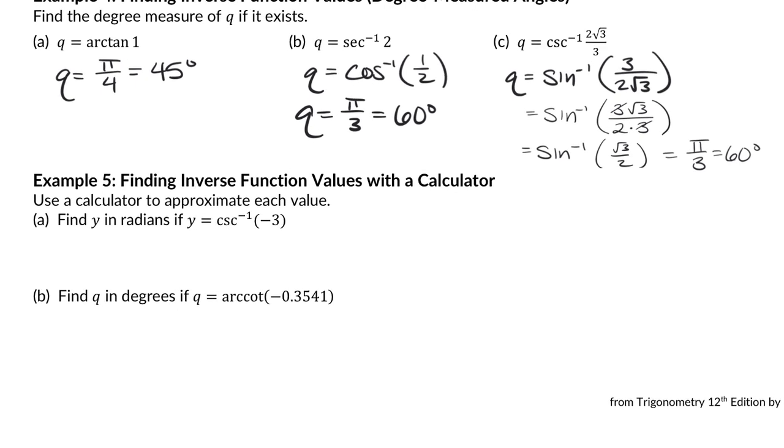Number 5 says find y in radians if y is equal to inverse cosecant of negative 3. If we switch this, cosecant goes with sine, so this is inverse sine of negative 1/3. Is 1/3 something you know from your unit circle? No, so we are going to need to switch to our calculator here. There are inverse buttons on your calculator, which is great, but it does ask for this to be in radians. So we press mode, we make sure we're in radians, and we press second sine for inverse sine, negative 1/3, and boom, what do you got?